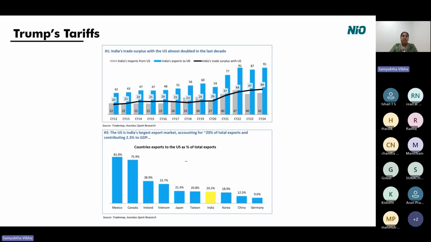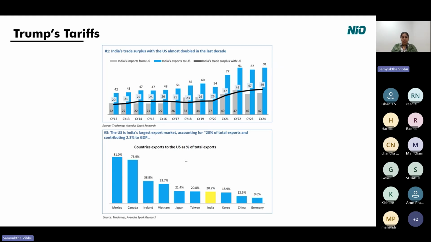If we look at what our trade surplus has been, this has almost gone 2 times in the last 10 years. So we started out in, say, 2012 with an export surplus, or your balance of trade, at like $20 billion, and then this has gone up to almost $50 billion now.